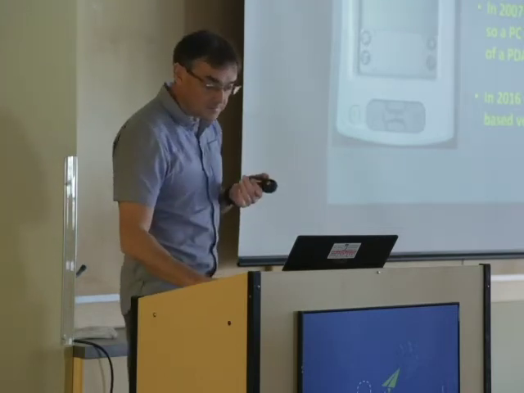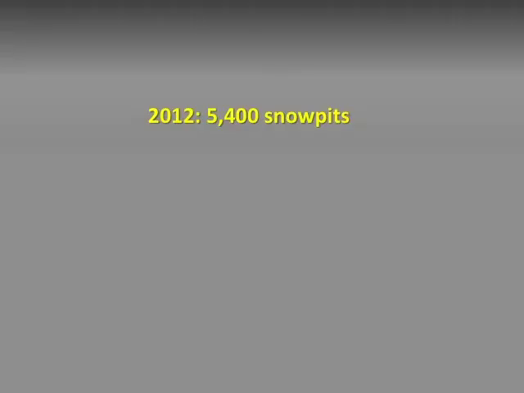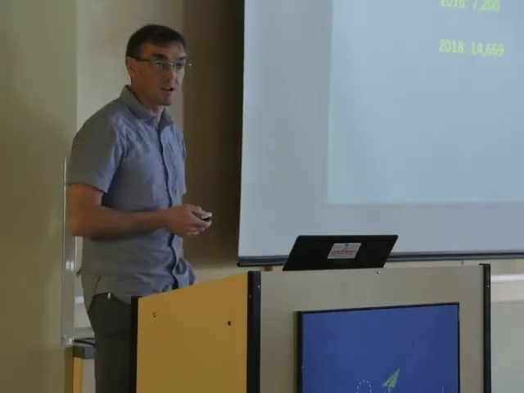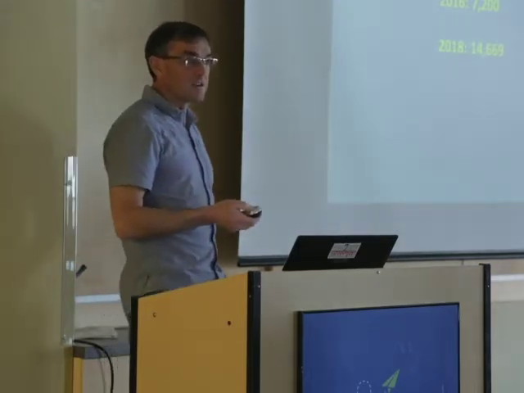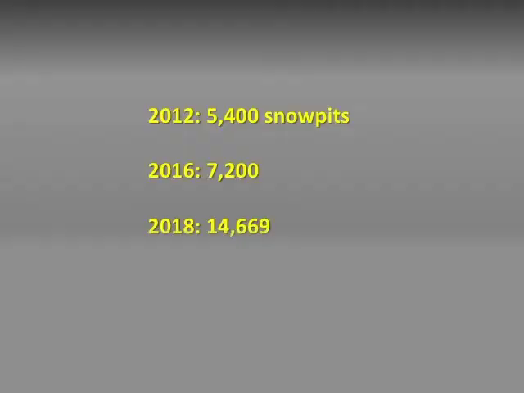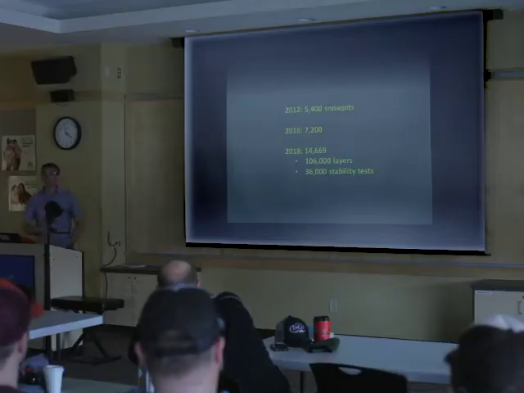And then in 2016, we really upgraded and made a website. So in 2012, the whole SnowPilot database had 5,400 snow pits in it. By 2016, it had gone up to 7,200. In 2018, we doubled it to 14,000. The reason we doubled it is because we have it online now and it's easy for people to use. Out of these 14,000 snow pits, it represents over 106,000 layers and about 36,000 stability tests.